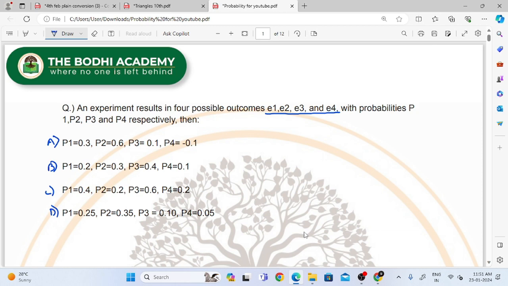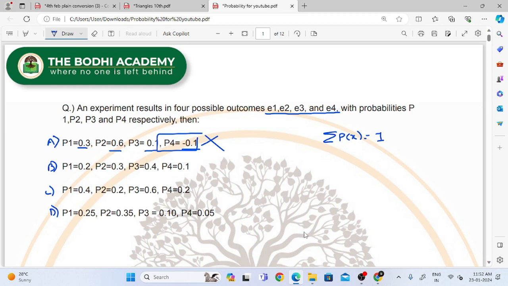Whatever experiment is there, whatever probability is there, one result is that the addition of all the probabilities is always equal to 1. So you have to just check in every option which option is satisfying that the sum of the probabilities should be 1. Look at the first option: 0.3, 0.6, 0.1, here minus 0.1. So no need to do the sum. Here it is minus 0.1 and probability cannot be negative in any case. So the first option is discarded.